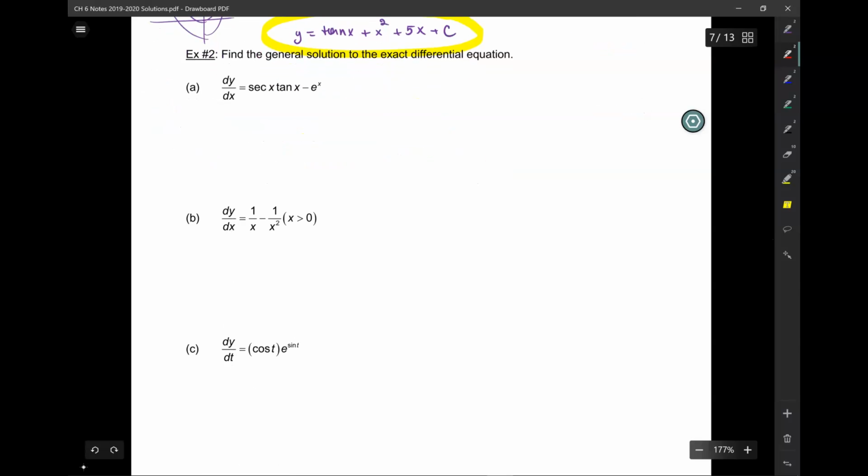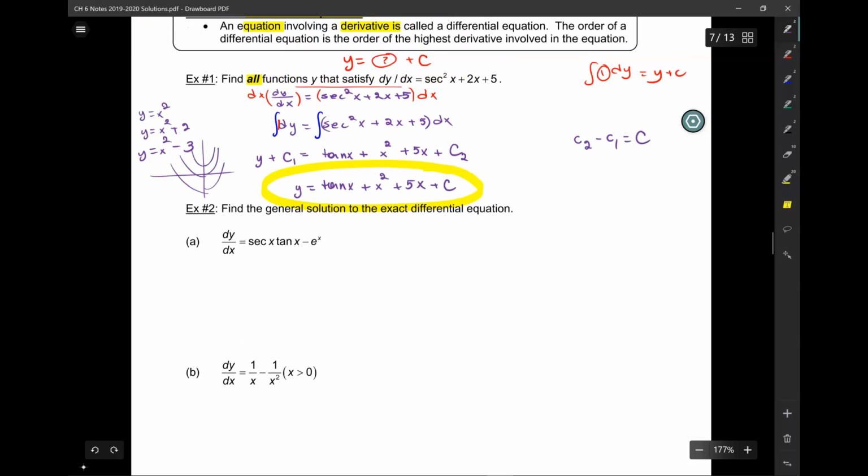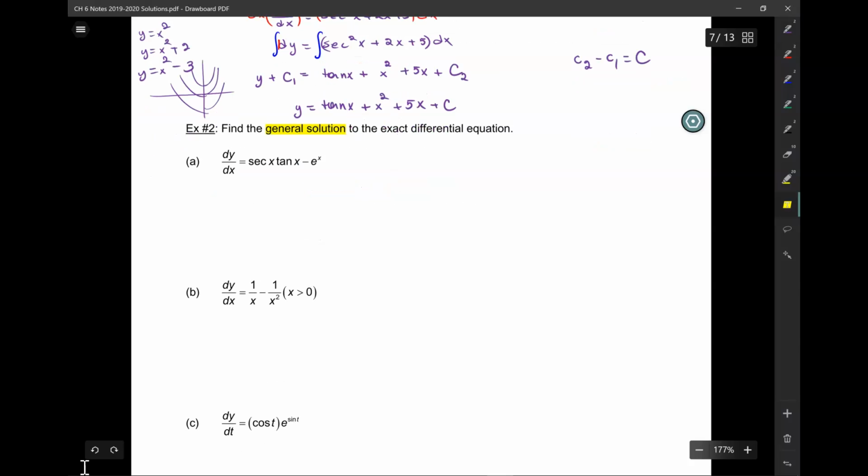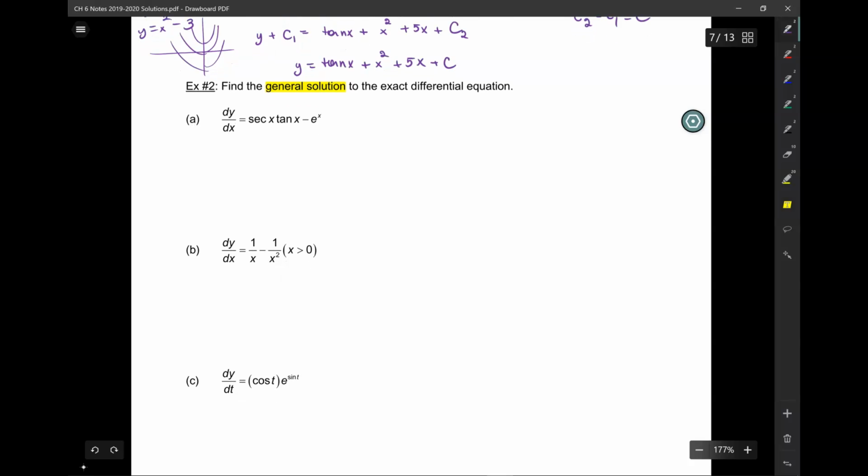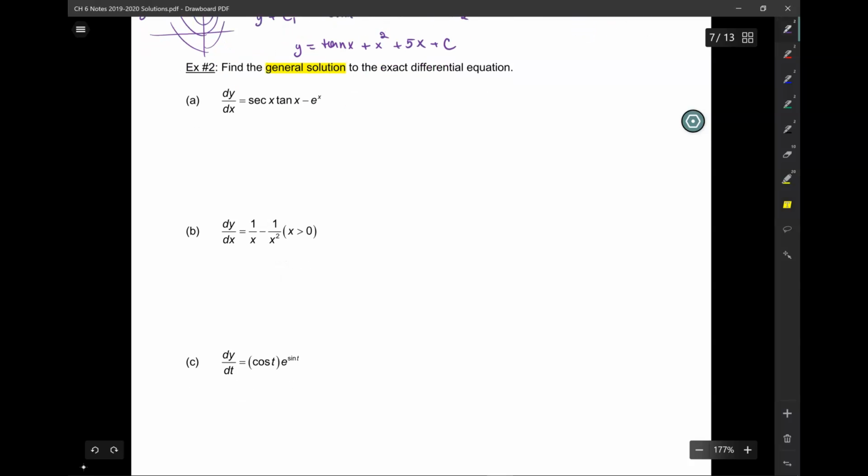Okay, so let's do the other one. Now, in the first example, it asked for all functions y. All functions y. Another word for that is the general solution. So general solution means all functions y. Okay? All right, so we're going to do the same thing.